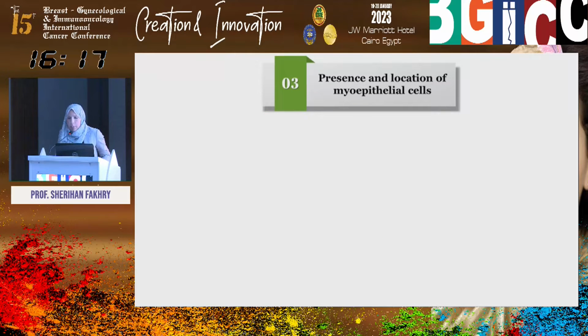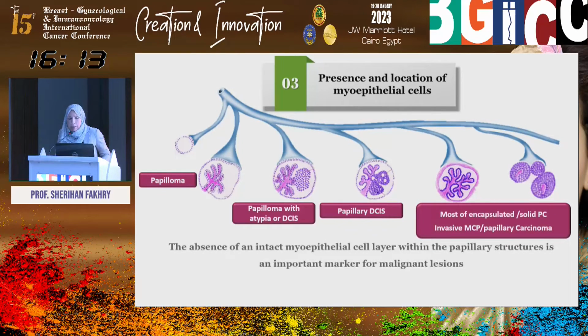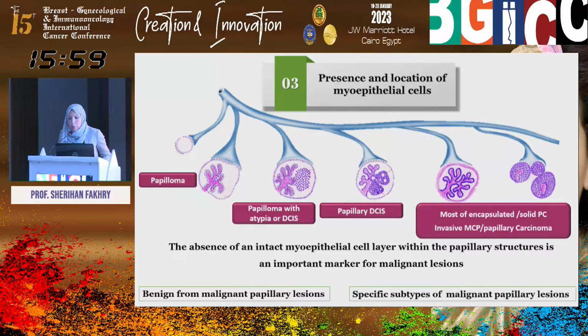Based on the presence and the location of myoepithelial cells, in fact, the absence of intact myoepithelial cells within the papillary structure is an important marker for malignant lesions. Based on this fact, we can differentiate benign from malignant papillary lesions, and even specific subtypes of malignant papillary lesions can be distinguished.